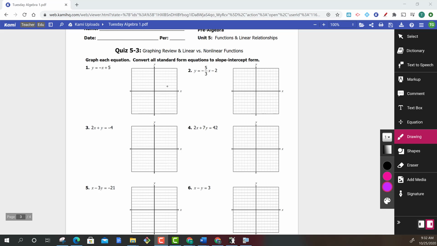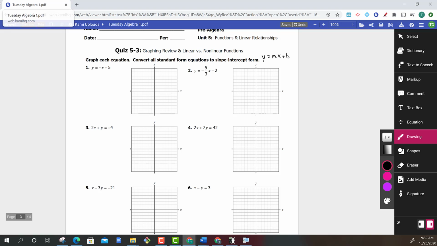All right, on this quiz, we are graphing each equation and converting all standard form equations to slope-intercept form. So our goal is every single problem to have y isolated. So we look at number one, is y isolated? Yeah, it's isolated. It's all by itself on the left-hand side.